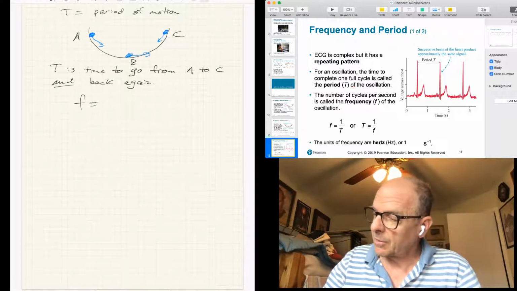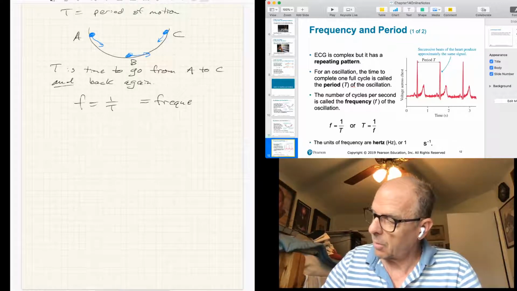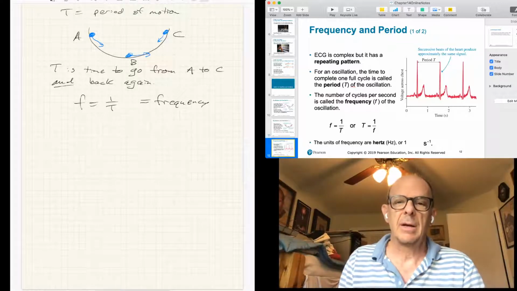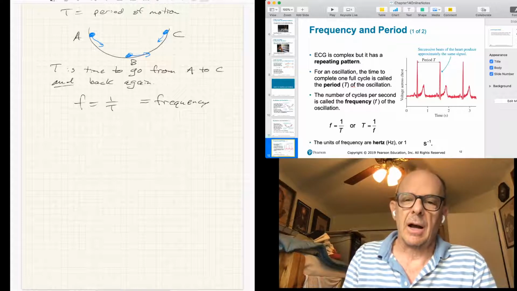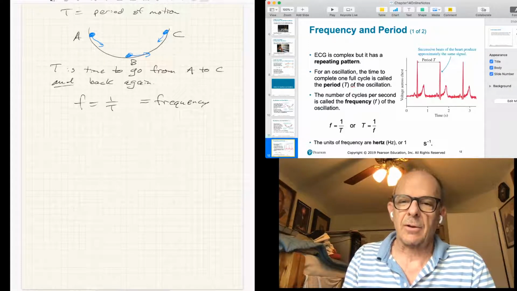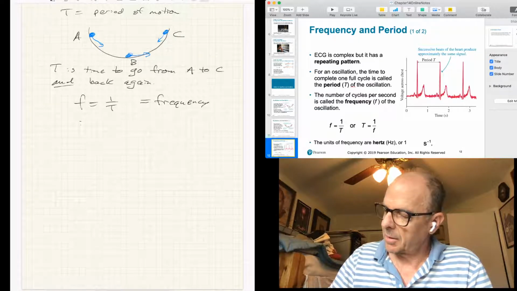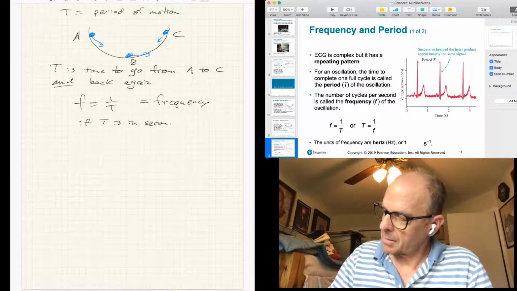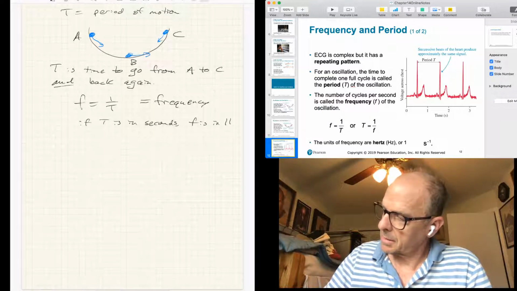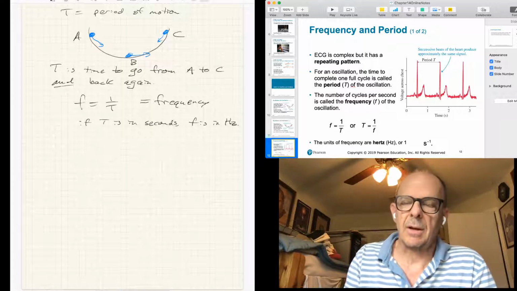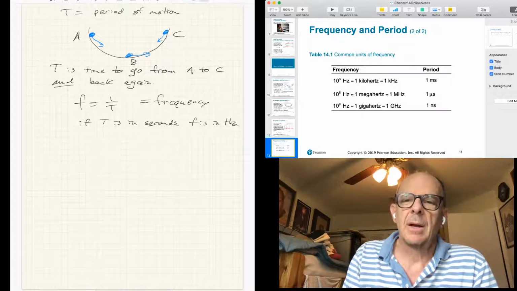f, the frequency, is just 1 over T, so it has units of 1 over time. If T is in seconds, the unit of that is a hertz, as illustrated here. Hz is the abbreviation for hertz, which is just 1 over seconds.